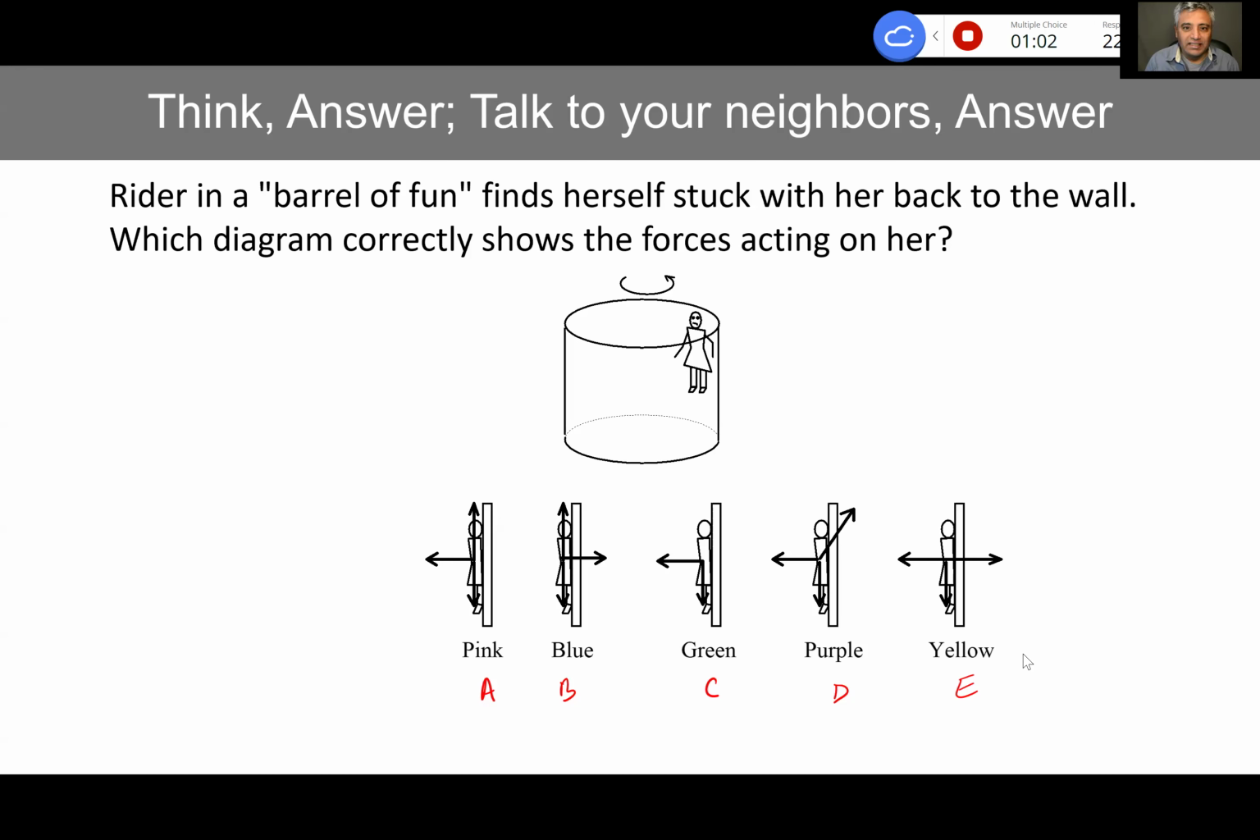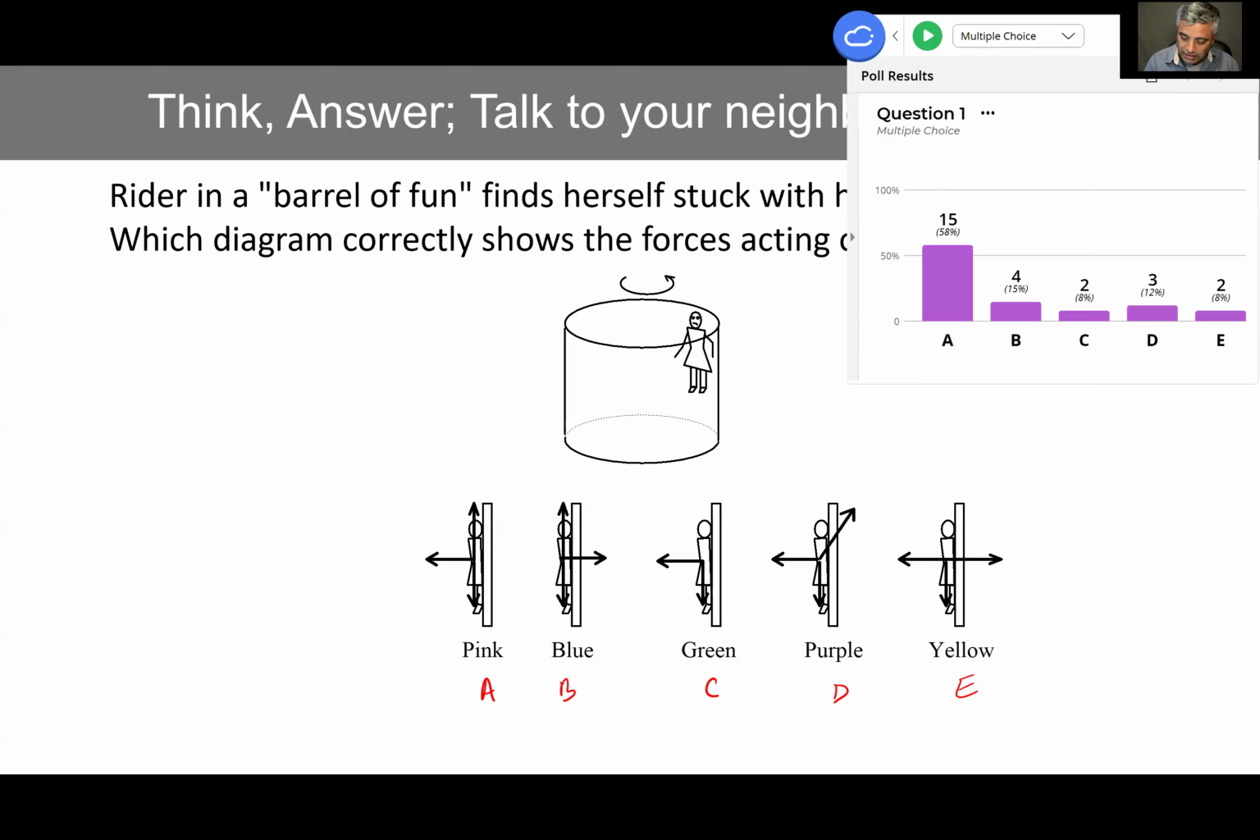Thirty more seconds. And 5 more seconds. 5, 4, 3, 2, 1, and it stops. Okay. So let's see how we did.